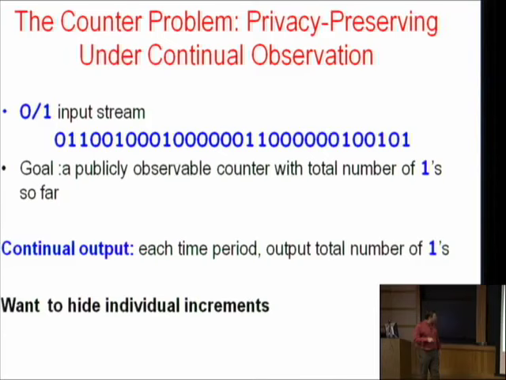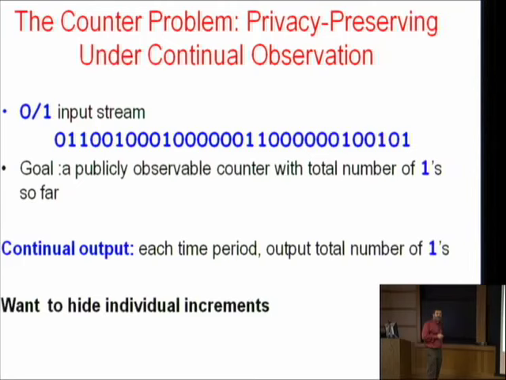So the adversary sees our estimate of how many ones have appeared so far, and still we want to say that each particular... now we're talking about event level. We're protecting whether in a particular time period we had a zero or a one. We don't want to leak this piece of information. So what can we do?